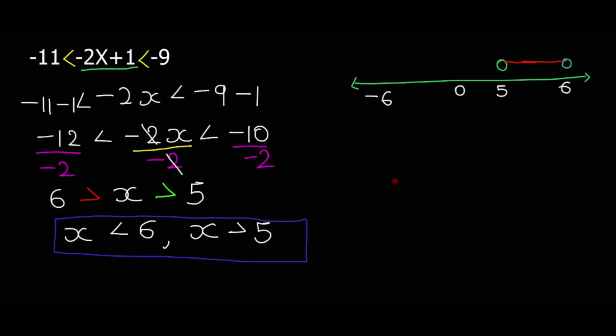And then our answer in interval notation will be written in this way. This means our solution is between 5 and 6, somewhere in the middle. Any number between 5 and 6, but not 5 and 6, because this bracket is excluded. We don't include 5 and 6. So anyway, this is our solution.